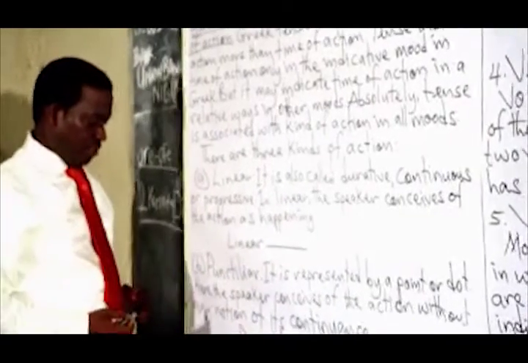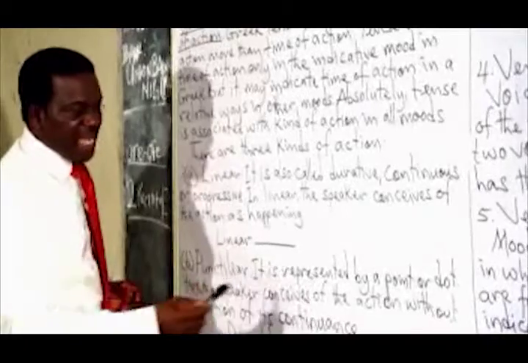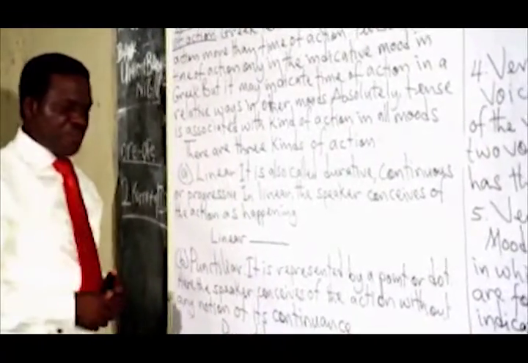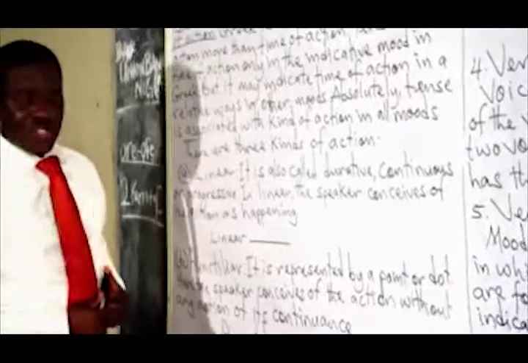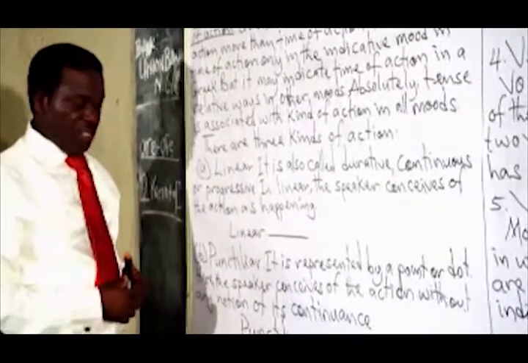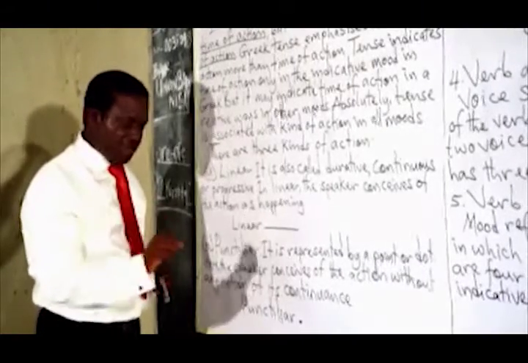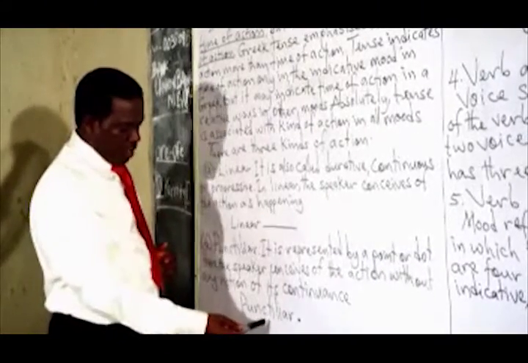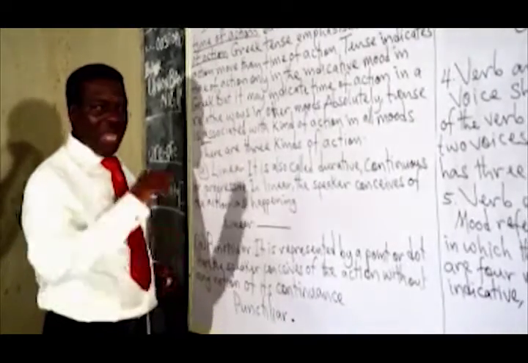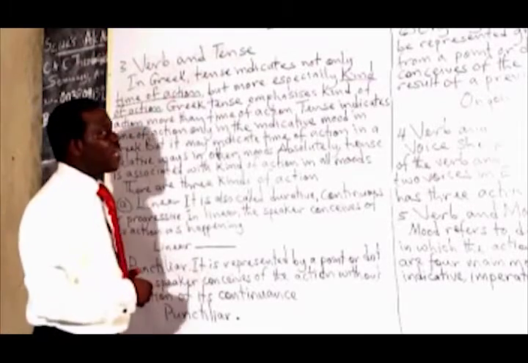The second one, punctiliar. It is represented by a dot or point. Here, the speaker conceives of the action without any notion of its continuance. Just a single action. It happens and stops there. And this is what is used to represent punctiliar, just a dot. What happens at once and it stops there. That is the second one.